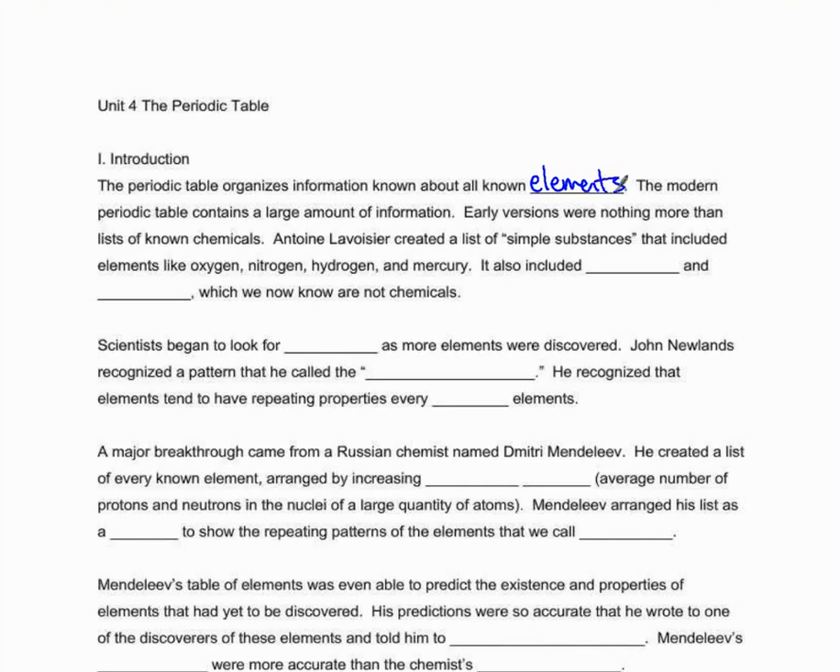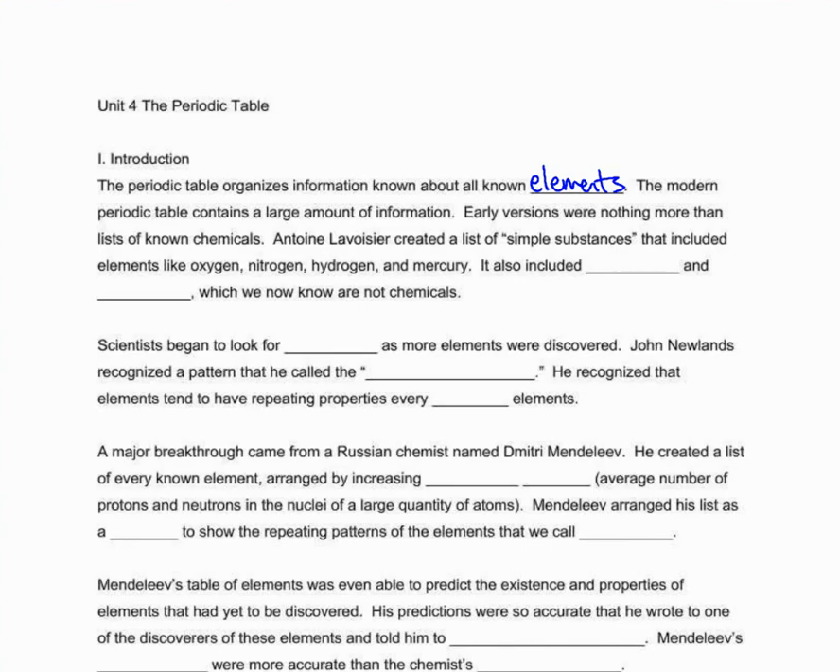The modern periodic table contains a lot of information. During this unit, you might want to have one out, like the blue one that I gave you in class. It's got a lot of information. It would be helpful to be looking at a periodic table as we go through this.